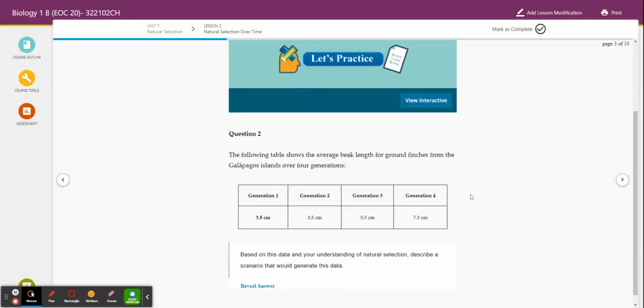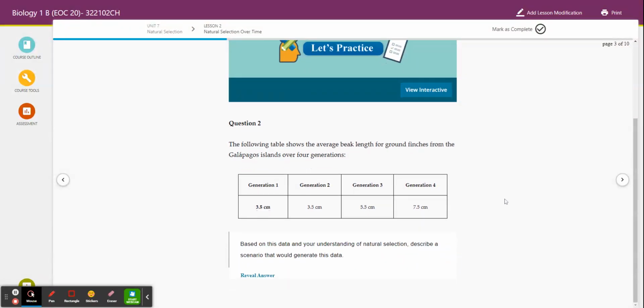Question number 2. The following table shows the average beak length for ground finches from the Galapagos Islands over 4 generations. Generation 1, 3.5 centimeters. Generation 2, 3.5 centimeters. Generation 3, 5.5 centimeters. And Generation 4, 7.5 centimeters. Based on this data and your understanding of natural selection, describe a scenario that would generate this data.